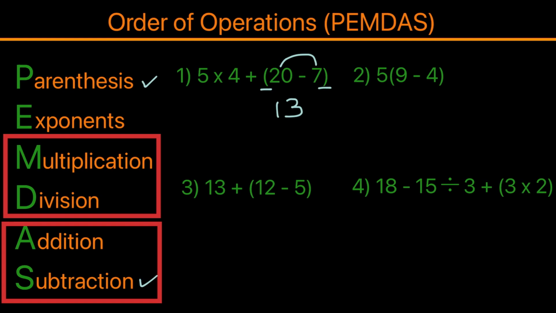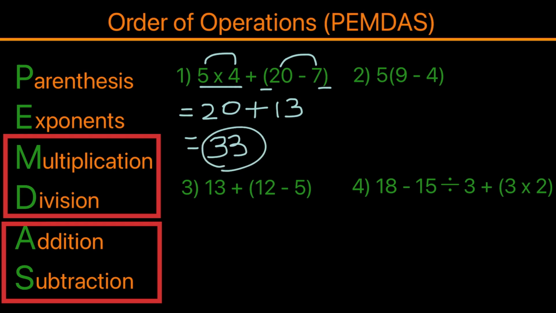And then we'll look at the next order of operation. If we go down the list of parentheses, exponents, then we'll see multiplication being the next one. So that's why 5 times 4 is the next one we will work on. So 5 times 4 is 20. And then we bring down the operation of addition here. And now we just complete the addition, 20 plus 13, and the answer is 33.